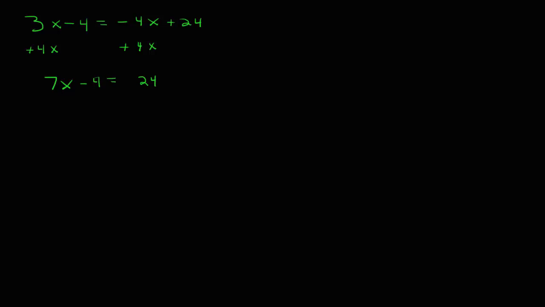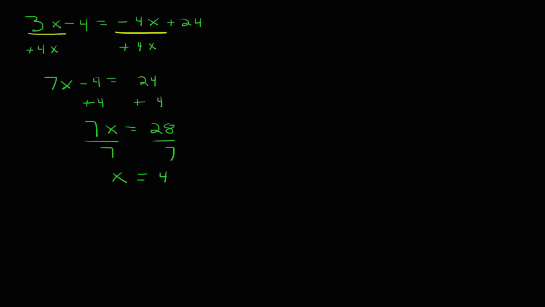We're now at a two-step equation, level 2 solving equations, and we know how to do that. Add 4 to both sides. 7x is equal to 28, a level 1 equation. Divide both sides by 7, and we get x is equal to 4.